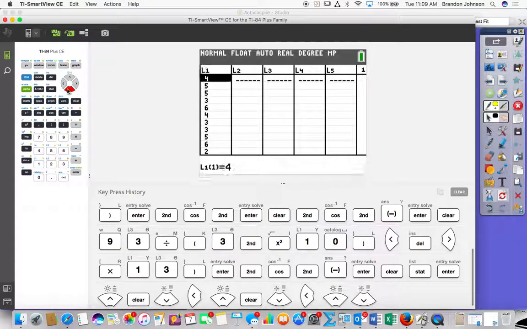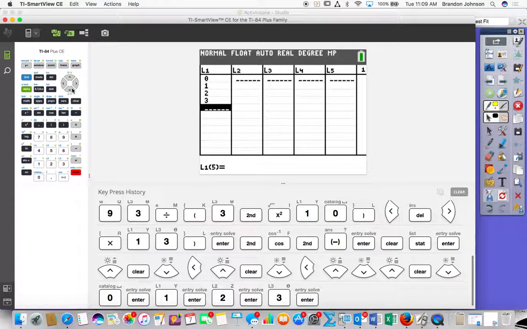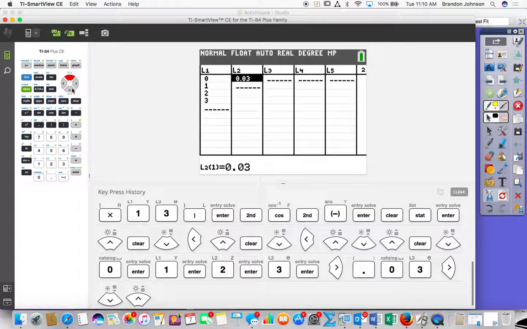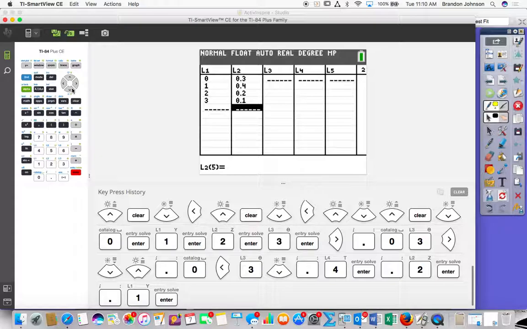Okay. Clear these here. I'm going to just plug these in the way that I see them. Right here, the value of X stands for the amount of pieces that I sold: 0, 1, 2, and 3. Those are the amount of pieces that I could sell per month. Then I have my probabilities with each of those. So we're going to put 0.3 in L2. Not 0.03, 0.3. And 0.4, 0.2, and 0.1. Okay, so I've got those there.